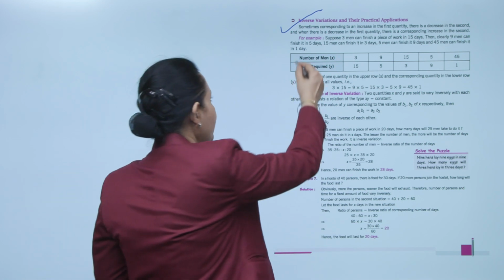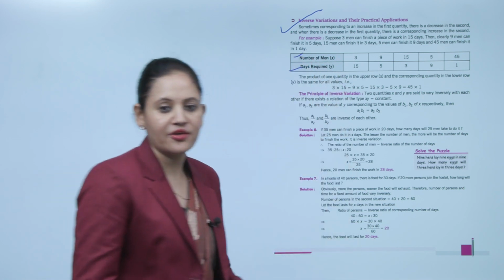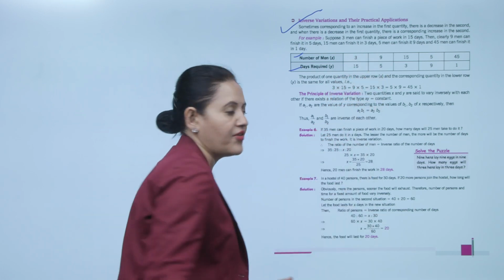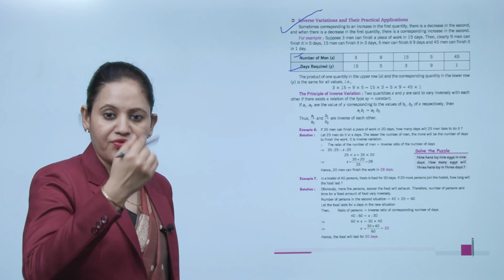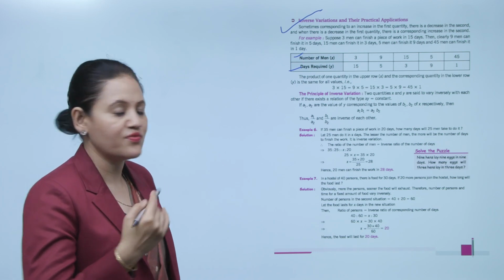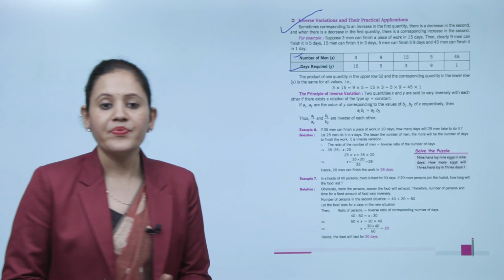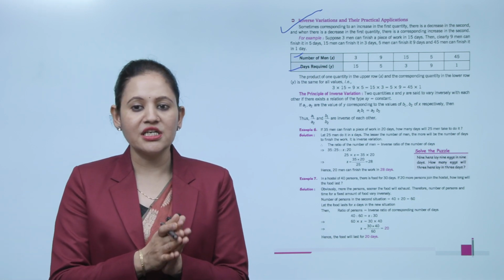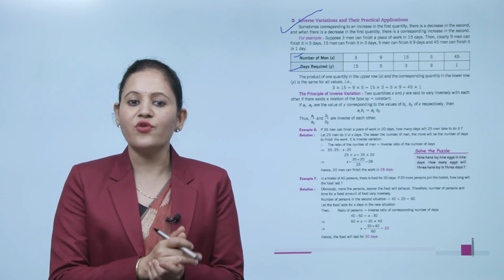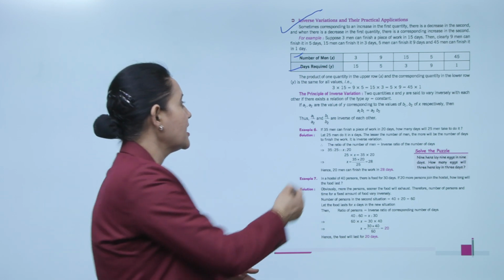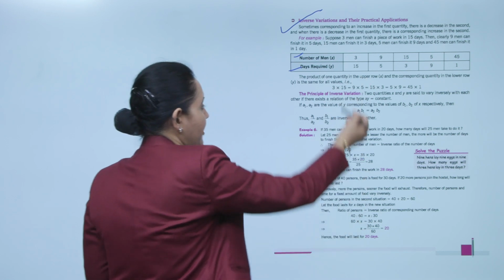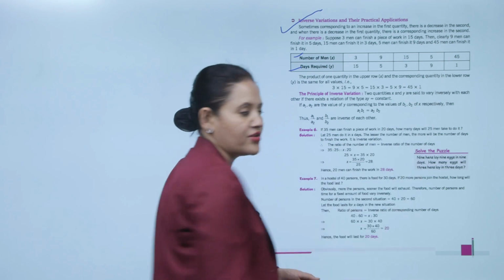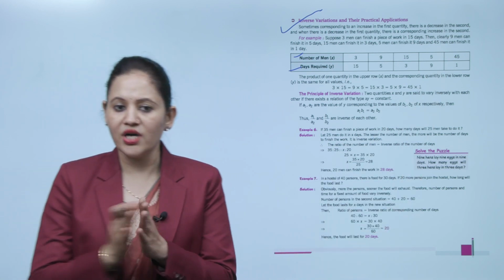So, here the number of men and the days required to complete that work. Number of men 3, it will take 15 days. 9, 5 days. 15, 3 days. 5, 9 days. 45, 1 day. So, the product of one quantity in the upper row and the corresponding quantity in the lower row is the same for all the values. Means 3 multiplied by 15, that is, 9 into 5 equals 15 into 3 equals 5 into 9 equals 45 into 1.